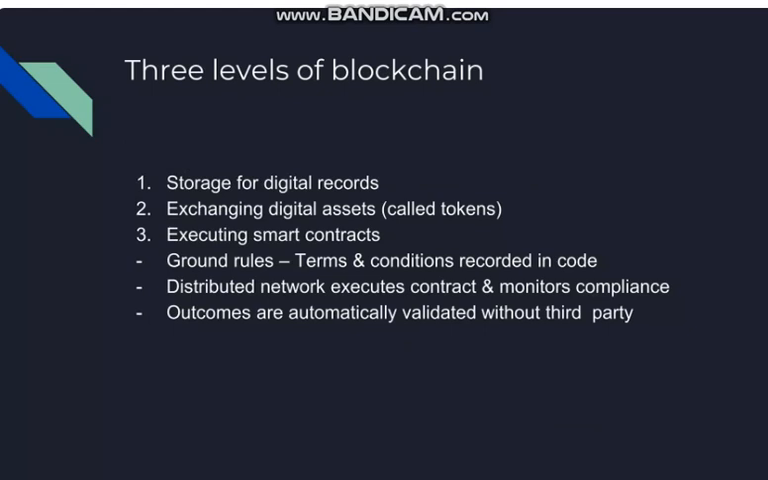The levels of blockchain. Three levels of blockchain. First is storage for digital records, exchanging digital assets called tokens, executing smart contracts. Ground rules, terms and conditions are recorded in code, and the distributed network executes the contract and monitors compliance. Outcomes are automatically validated without a third party.